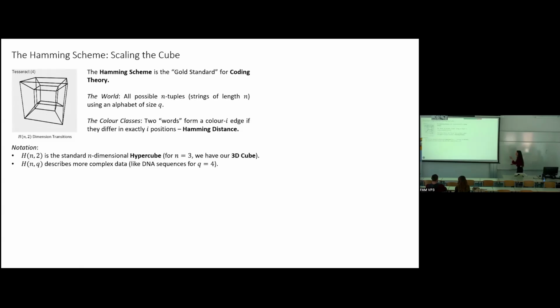So when I say scaling the cube, let's try to define in an easy way the Hamming scheme family. It's an infinite family depending on 2 parameters. Every time I define an association scheme, I have to focus my attention on 2 things: the set of vertices that I'm playing with, and how I define these color classes. What's the relation between vertices?